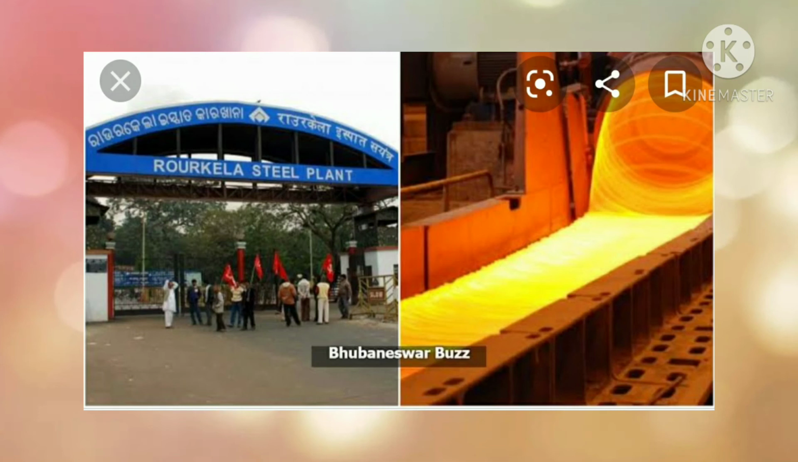Located on the main Mumbai-Kolkata Southeast Railway line, it provides easy transport facilities for raw materials. Kolkata provides port facility.